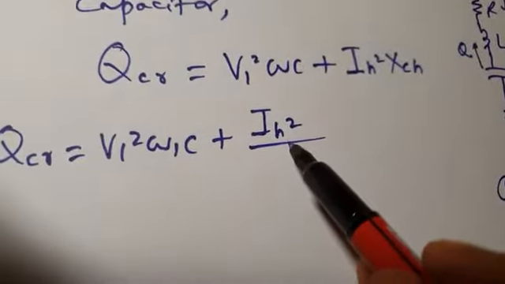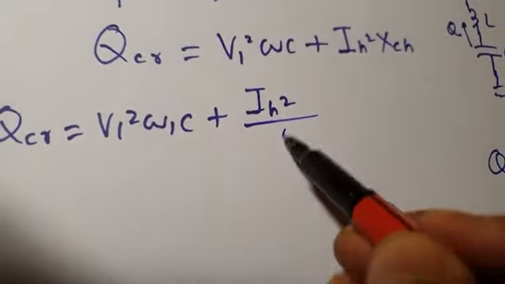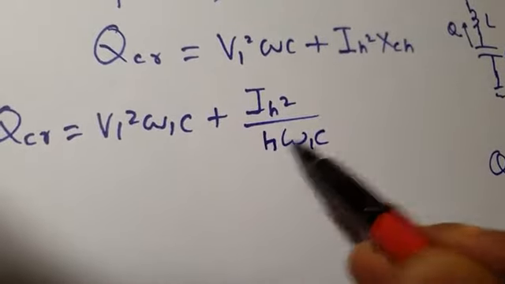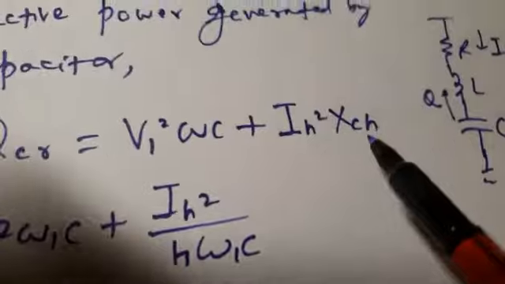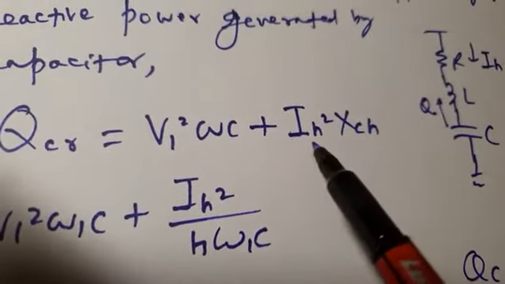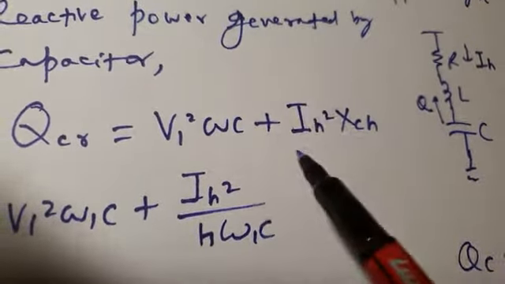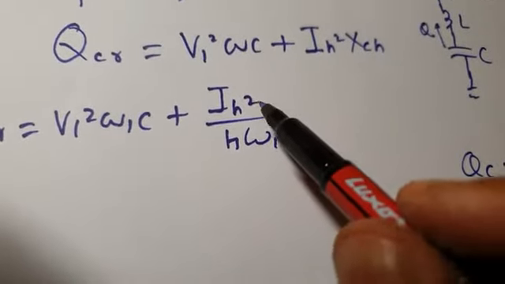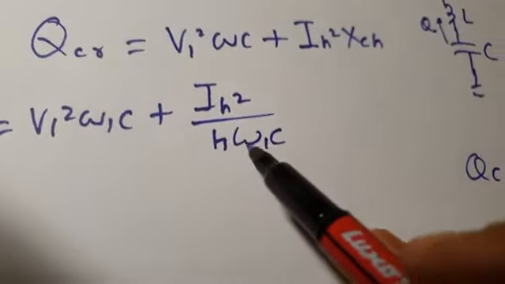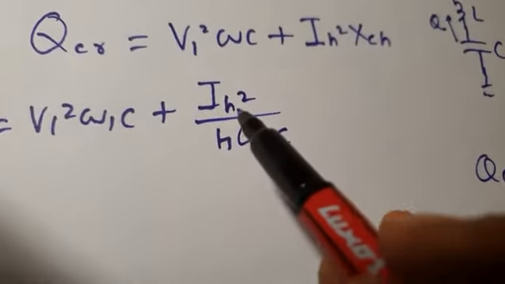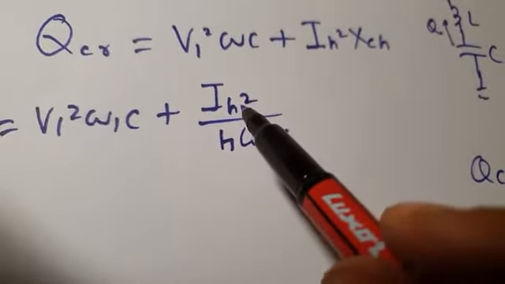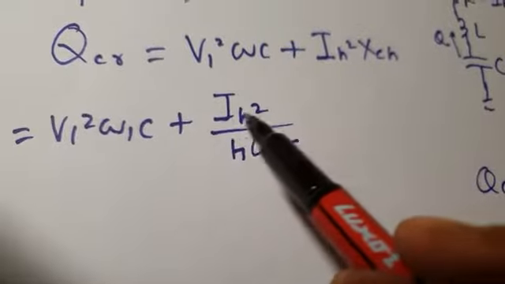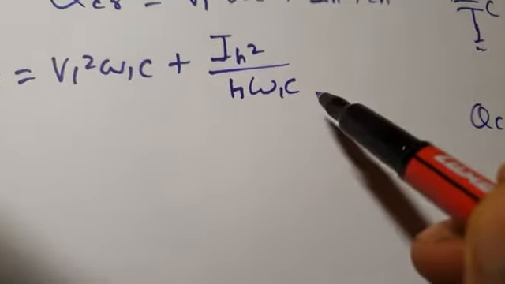So it is not IH square by omega 1C. It is IH square by H omega 1C, because which component of current is it handling? The H harmonic component of current. So you have to multiply by the harmonic order. If it was handling only the fundamental component, then it would have been I1 square by omega 1C. But since it is handling a harmonic component of current, say 5th, 7th, 11th or 30th, it is IH square by H omega 1C.